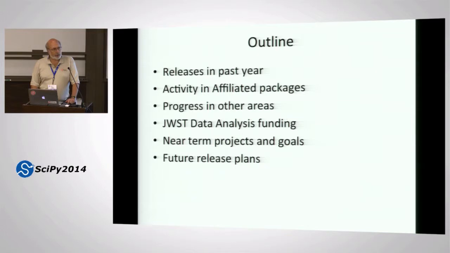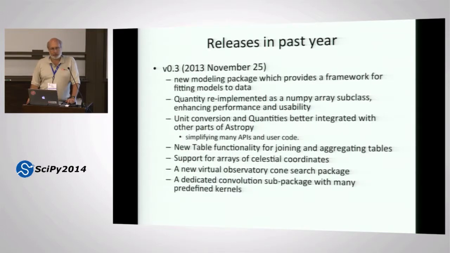So I'm going to start with we've had 2 releases, give or take a little bit, in the past year. 0.3 was released, and the major things in that included a new modeling framework and various things that, let's say, extended capabilities to use arrays, including quantities and coordinates, things like that. There was some table functionality that sort of gave it more database-like capabilities, and in general, there was a convolution subpackage added as well.